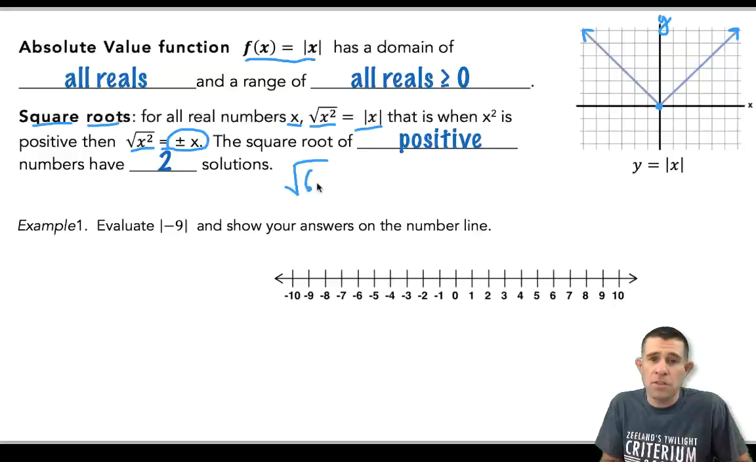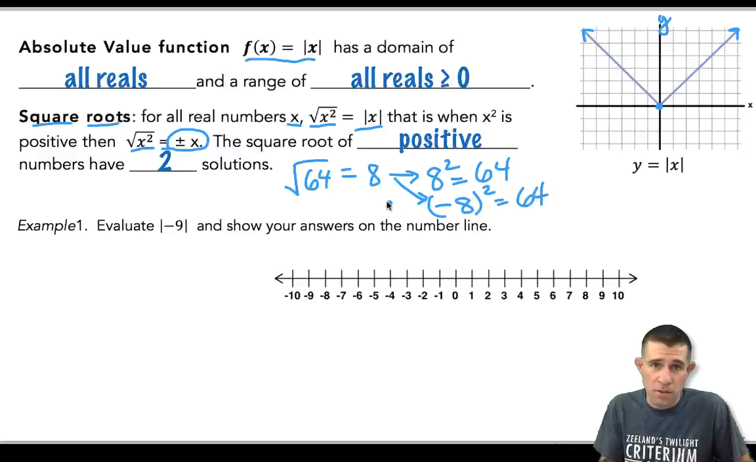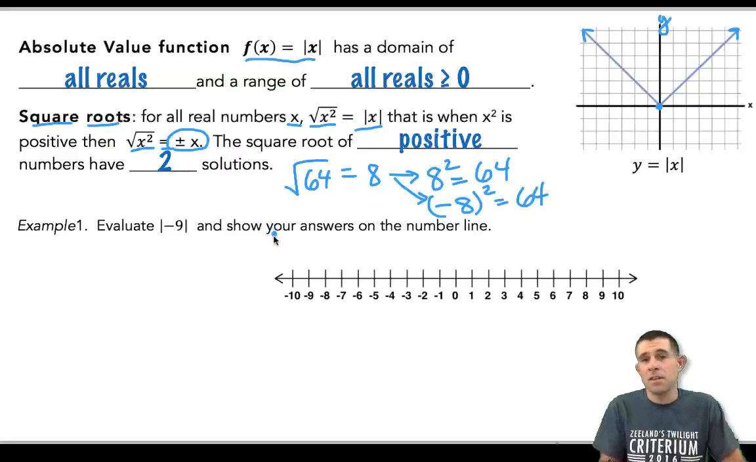If I take the square root of 64, you'd say that's easy, that's 8, because 8 squared returns 64. However, if I take negative 8 and square that, I'm also going to get 64. So you see the square root of 64 is not just 8, but it's both the positive and negative values of 8. All right, let's take a look at example 1.